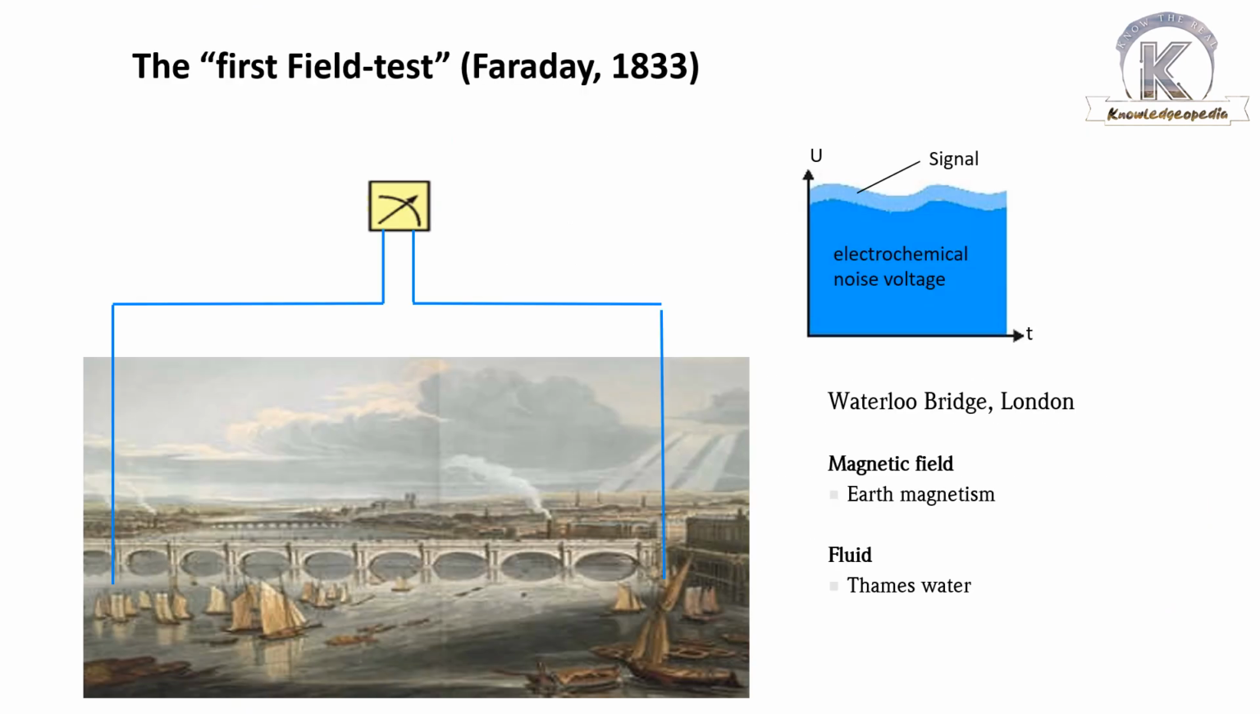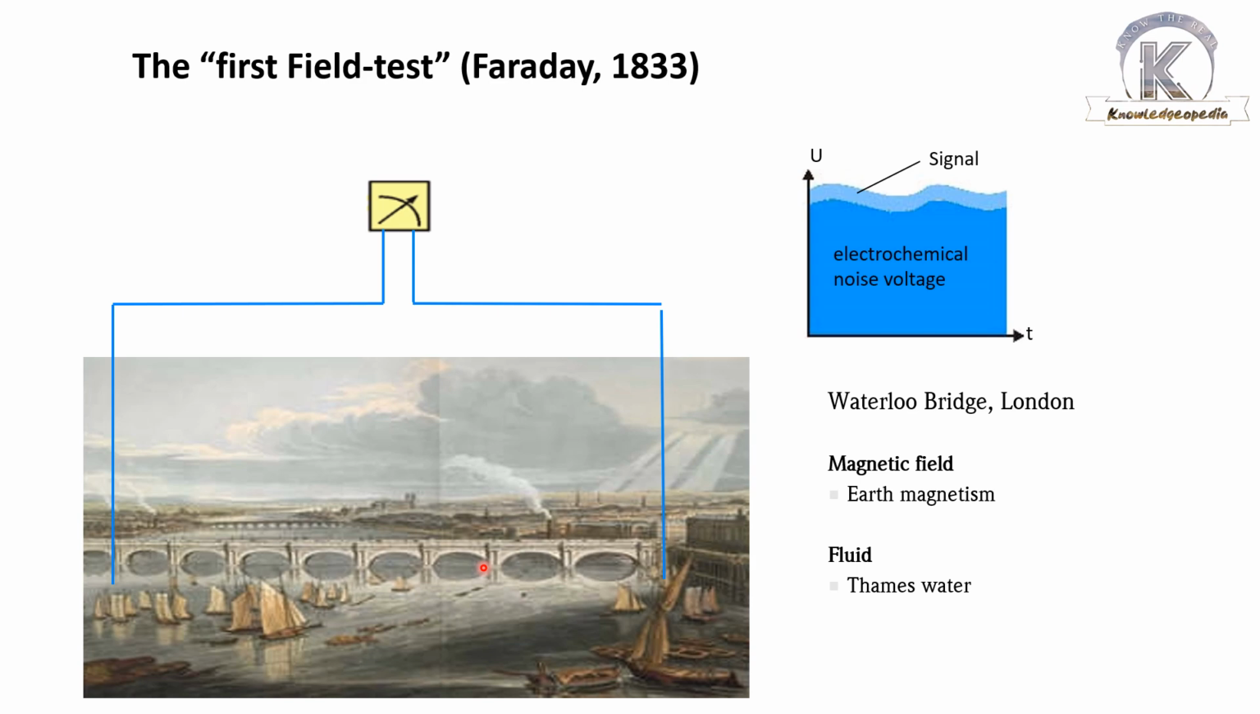So let's have a look at what Faraday did in 1833. It was a field test actually done by Michael Faraday. So this is the Waterloo Bridge. Faraday tried to prove his theory by lowering two electrodes into the current of the River Thames on both ends of Waterloo Bridge. So these two are the electrodes, and they have been placed across the Waterloo Bridge, across the Thames River.